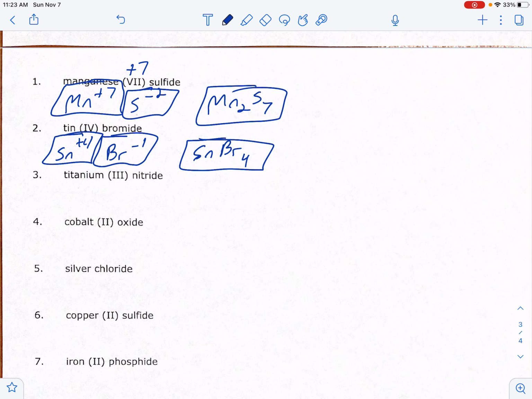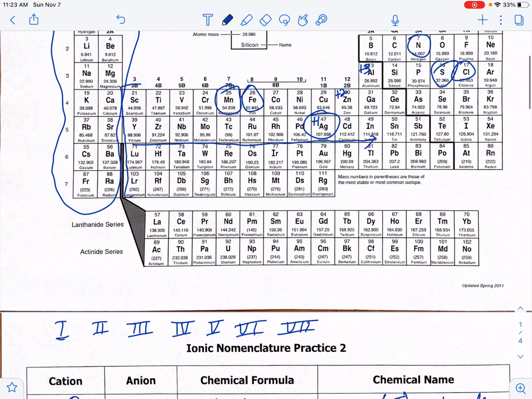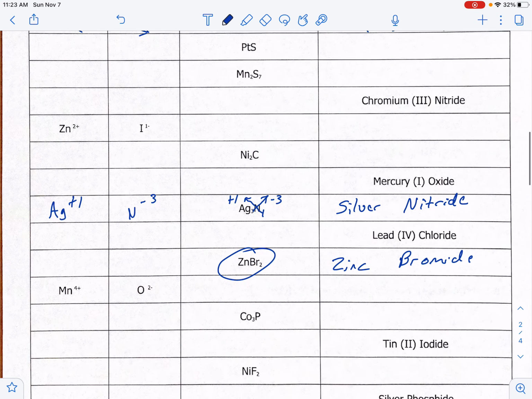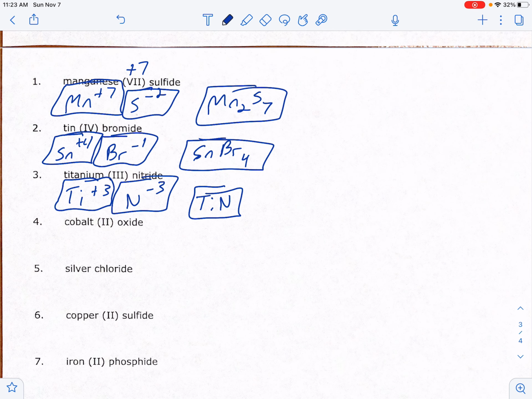All right, titanium III nitride. Okay, so we come up here. If you need help finding titanium, it is right here, number 22. If you ever have trouble finding something on the periodic table, don't hesitate to ask. Titanium is going to be Ti, and that 3 right there gives me a +3. And then nitrogen is going to give me a -3. I can see that those are already balanced out, so this would simply be TiN. So there's my formula, and then there's my cation and my anion.